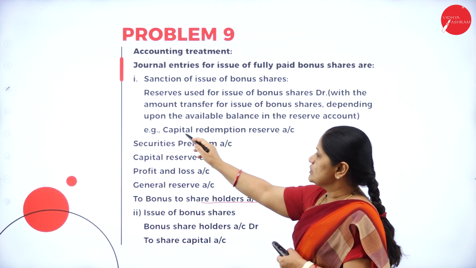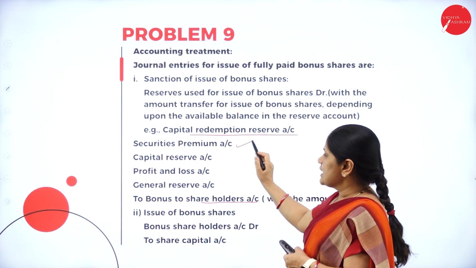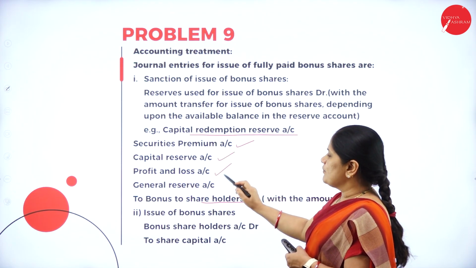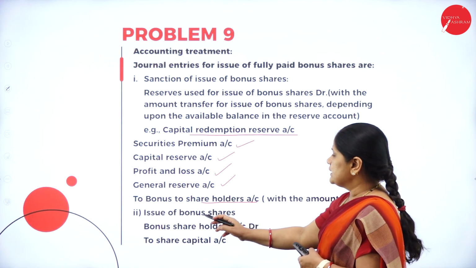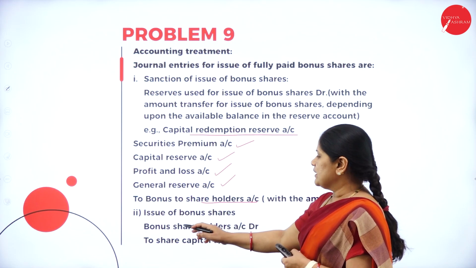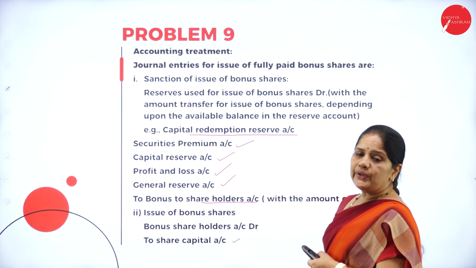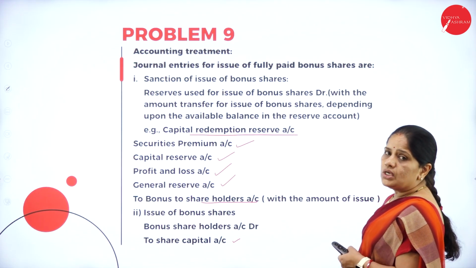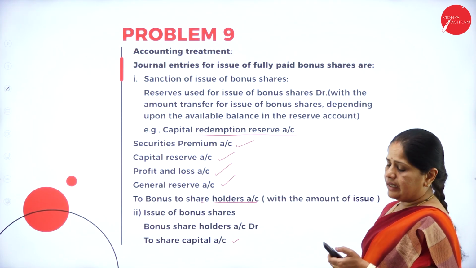For example, you are using capital redemption reserve, you debit this account. If you are using securities premium, capital reserve, profit and loss account, general reserve, so you debit these accounts and credit the bonus to shareholders account. Now, the next entry will be issue of bonus shares, bonus to shareholders account debtor to share capital account. So these will be the 2 extra entries which you will have to write for redemption.